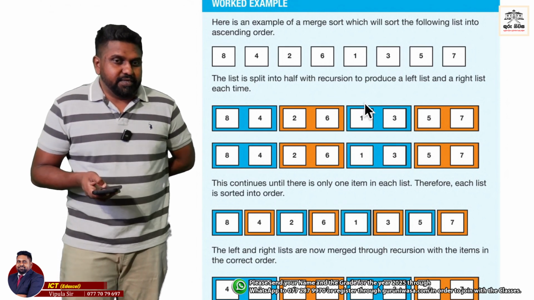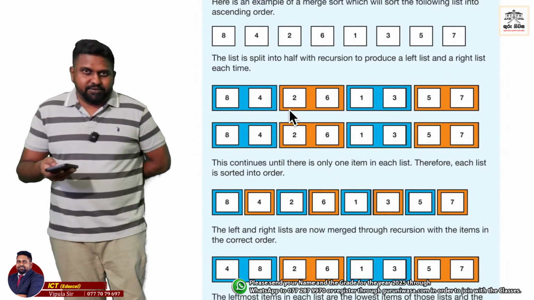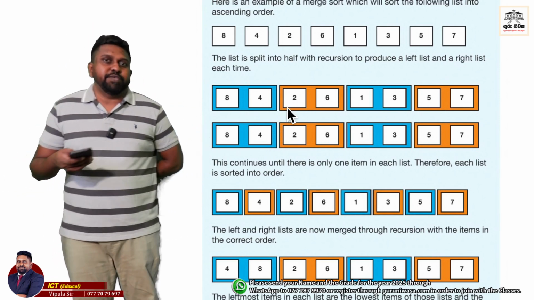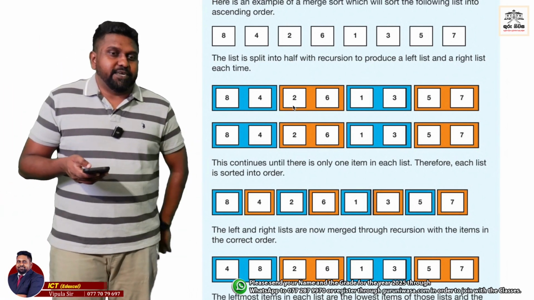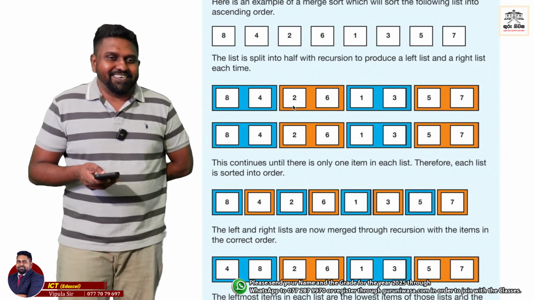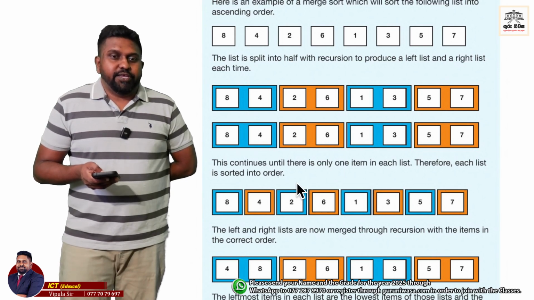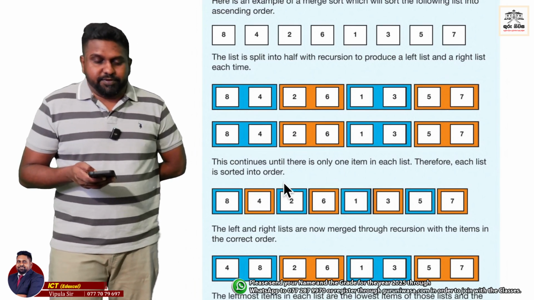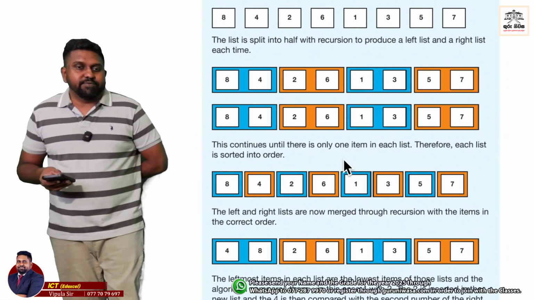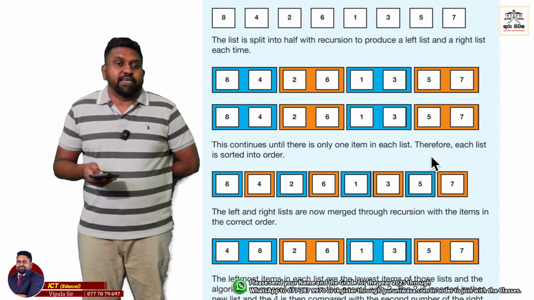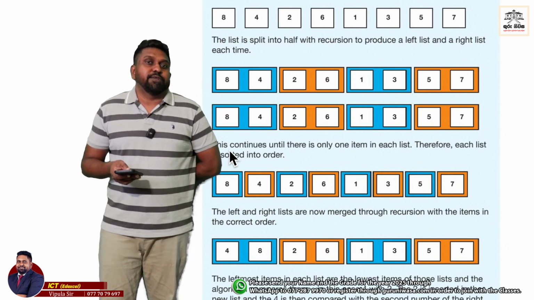Now, as we know this particular sorting algorithm, we keep on splitting it into multiple parts until it's a single element, right? So here, this is split like this, and then again, since this has two items in it, you split it again. Okay, so this continues until only one item is there in each list. Therefore each list is sorted into the specific order.